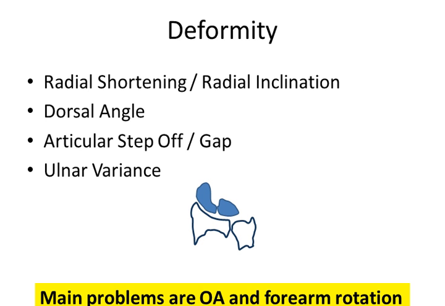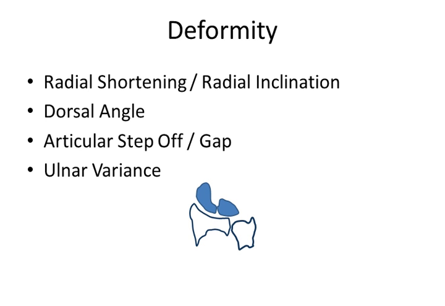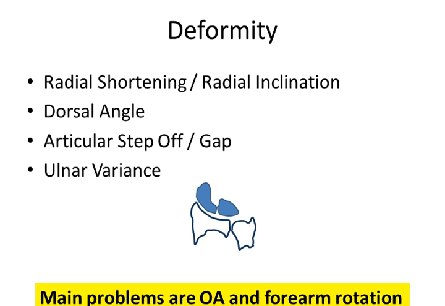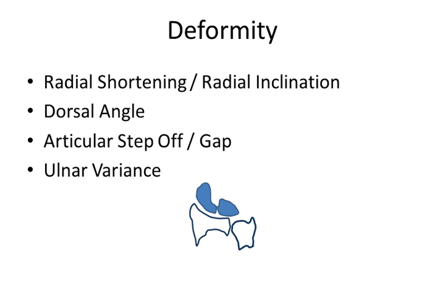So let's see. When you have radial shortening and radial inclination, what happens is that actually your hand will tilt this way, and then you have increased pressure at your radiolunate, and you have some loss of congruency at the DRUJ. So this causes radiocarpal arthritis and maybe DRUJ problems.